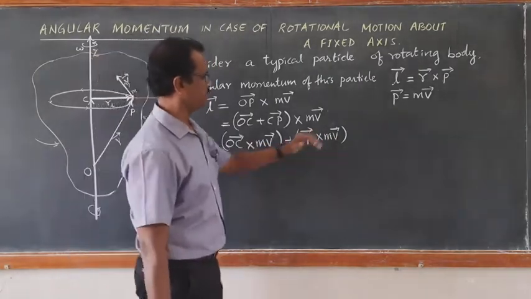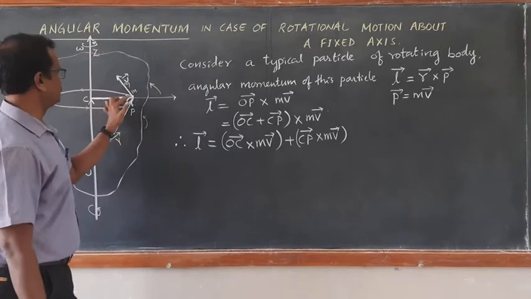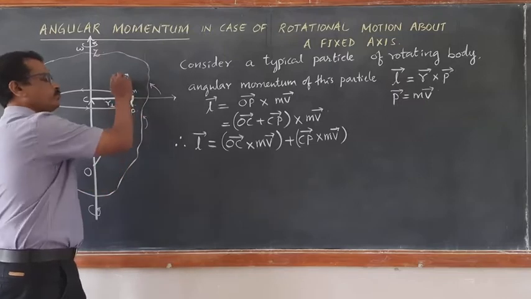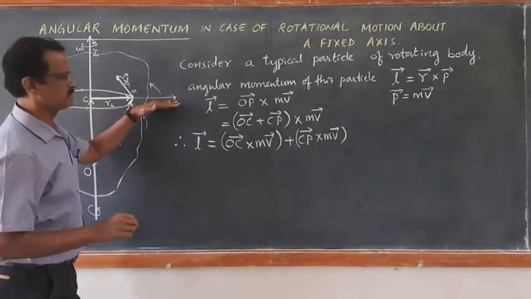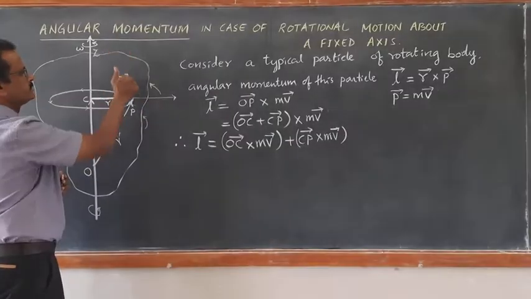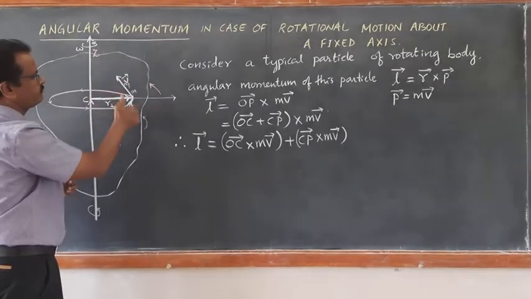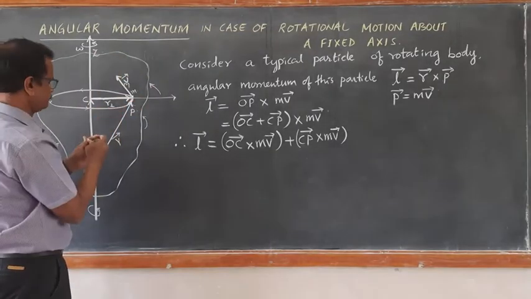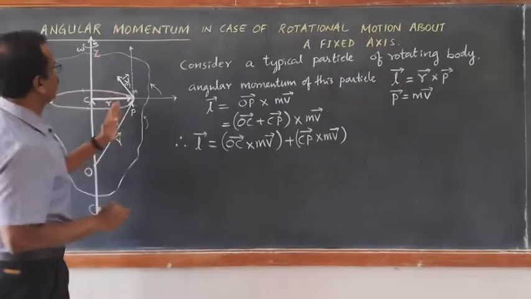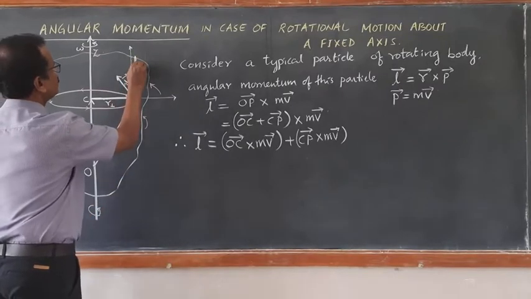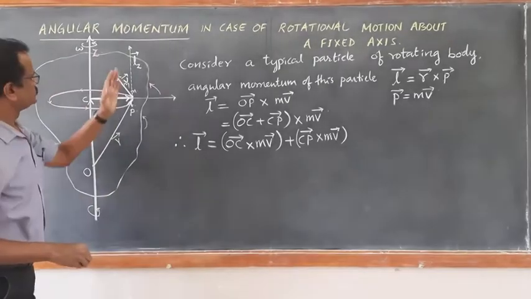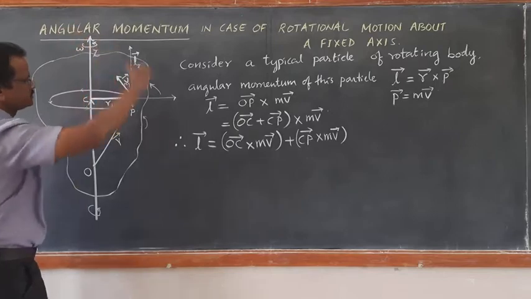First look at this CP cross mv. CP is nothing but r perpendicular, and mv is the momentum vector which is pointing vertically inwards. So extend CP and turn it towards mv. You see the thumb points upwards. That gives you the direction of the angular momentum component. So this angular momentum will be along the z axis. I will call it Lz, and that Lz will be along this z axis.